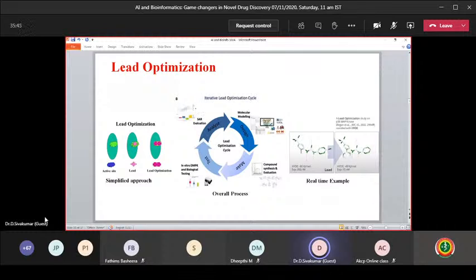Then a real-time example I have shown here. This is one example, published, from MAP kinase. You can see here the first example shows how the activity is improved. Here you can see in the first case it is 350 nanomolar. That concentration is needed for the activity, but it is further optimized into a 30 nanomolar compound.